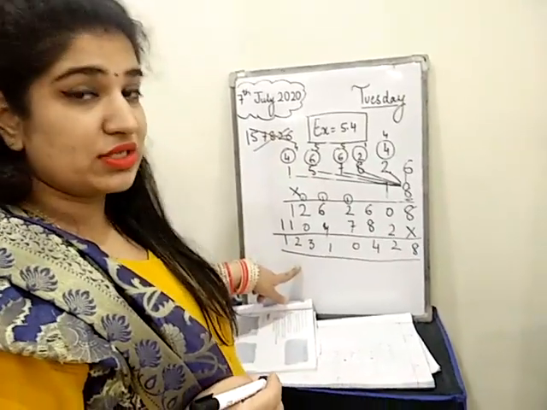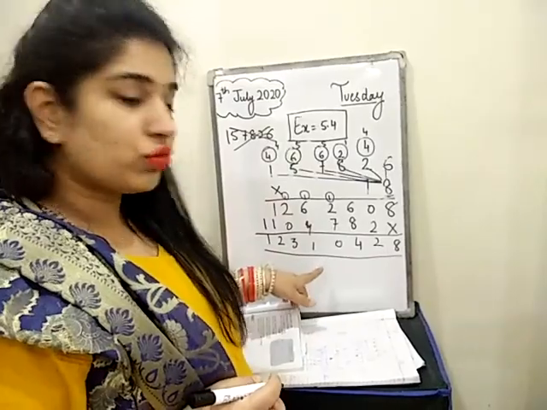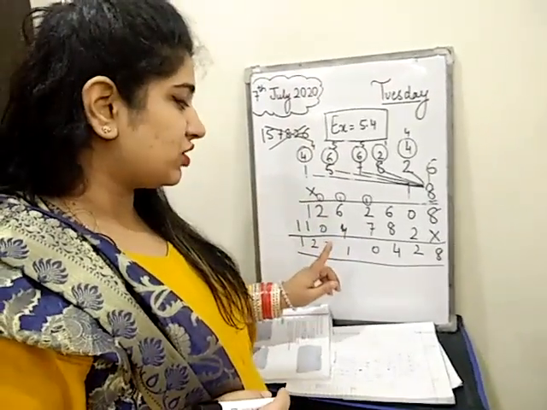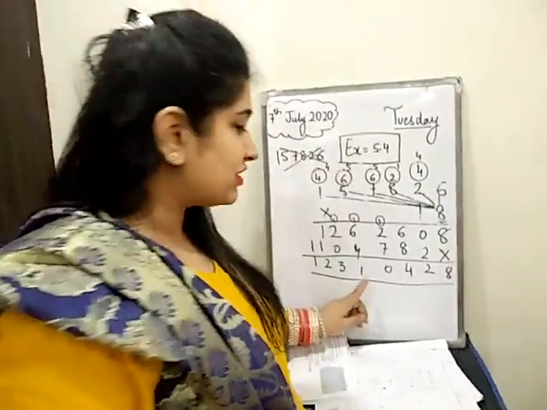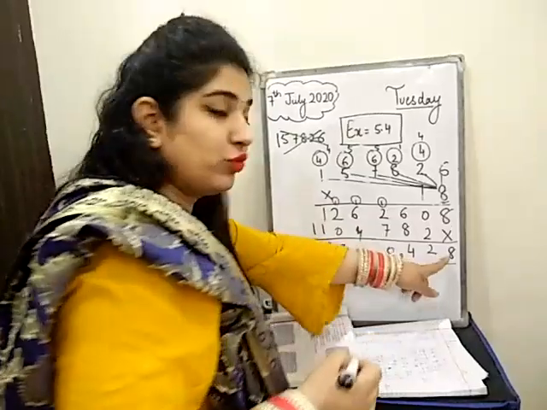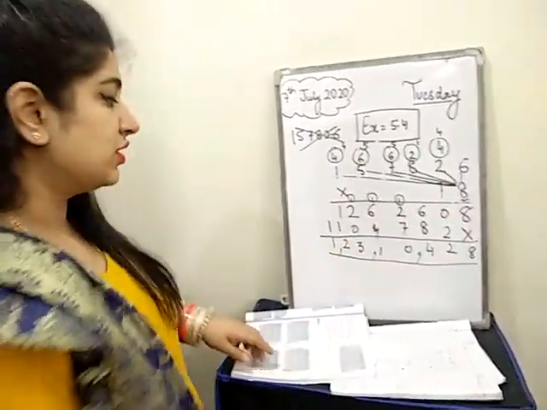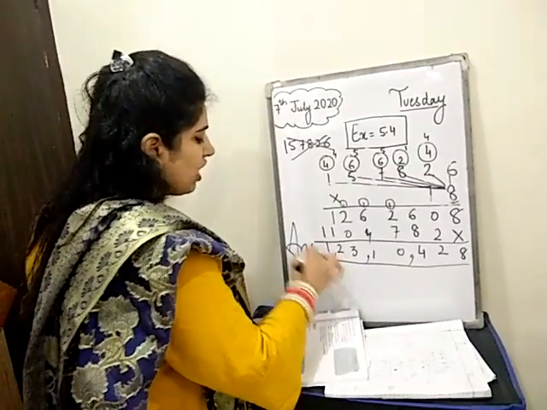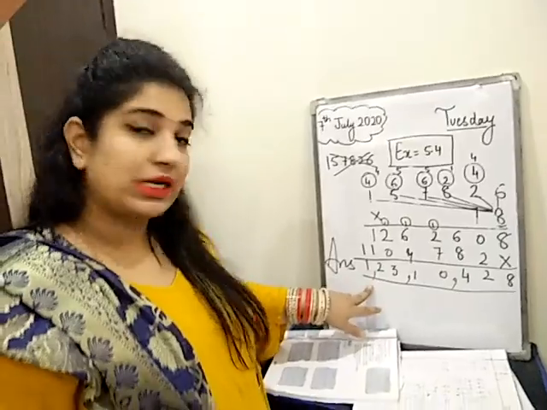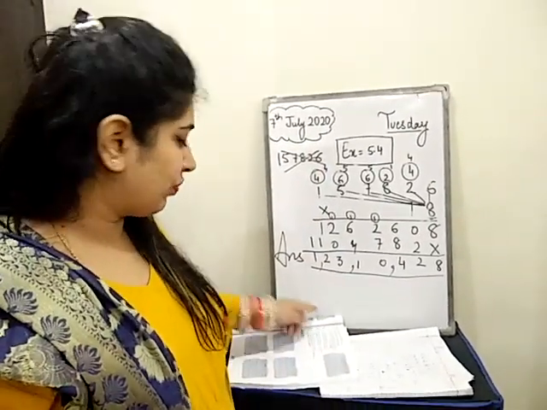No, this is not your answer. Here you have to use commas. It's your wish, you can put commas according to Indian or international system. I am using commas according to the Indian system. According to Indian, first I will leave 3 digits, then 2 digits, and then again 2 digits. Now this is your answer, or you can say this is your product. Clear, everyone? So this is how you will multiply.